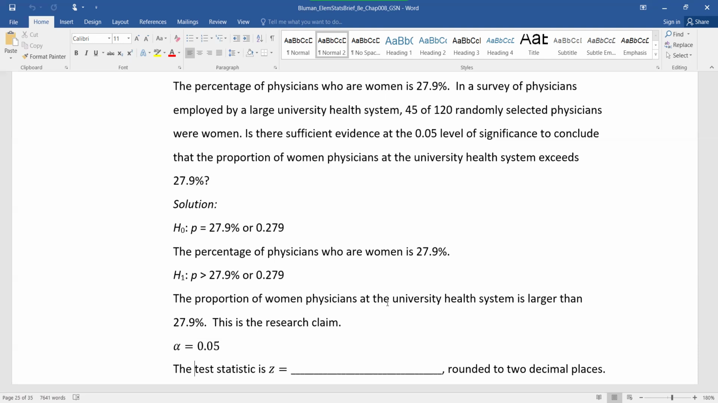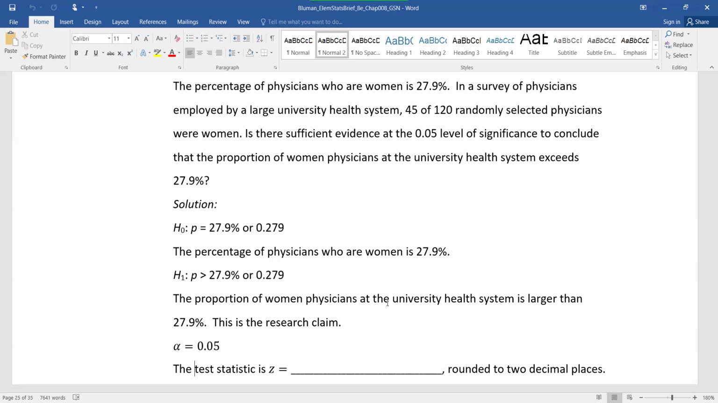So just like we've been doing, our null hypothesis will be the equal. So we're going to see, is it 27.9? Exceeds would mean what? Greater than, more than, stuff like that. So our alternative hypothesis will be the probability that it's greater than 27.9. The portion of the women physicians in the university system is larger than 27.9. This is the research claim. So what's our research claim? Is it the null or is it the alternative? The alternative. Again, we're trying to see if it exceeds 27.9.